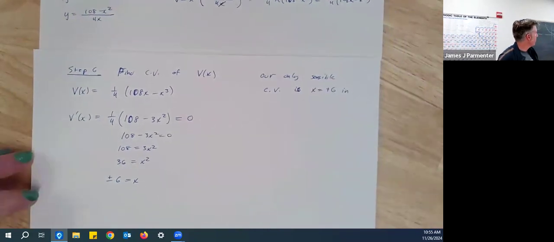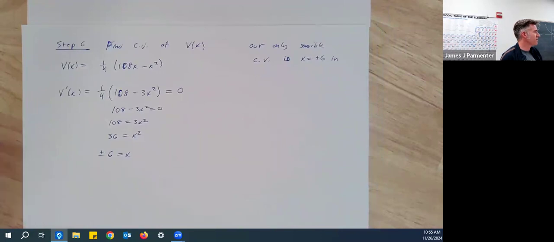And now we get to a place where we have to decide how much work we have to do. So the question is, we found a critical value, great, x is 6 inches. Is that actually maximizing our function?